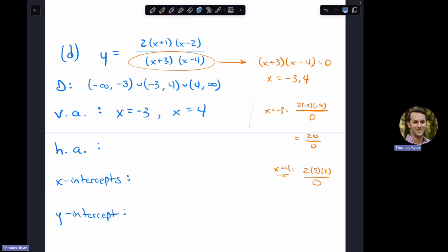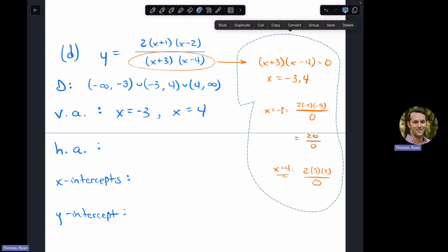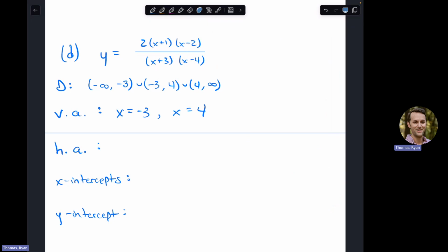Horizontal asymptote. What's the leading term in the numerator? 2x squared, because you got to think about multiplying everything out. You don't need to do it, but you need the first part of it. So 2x squared over x squared. So the degree on top and bottom, 2 over 2, they're the same, right?